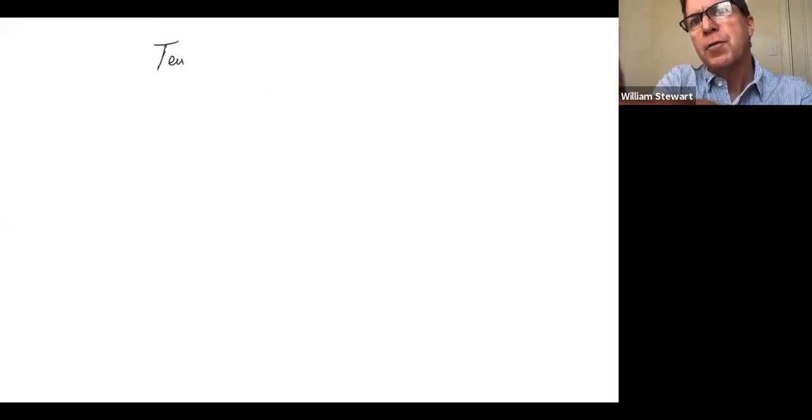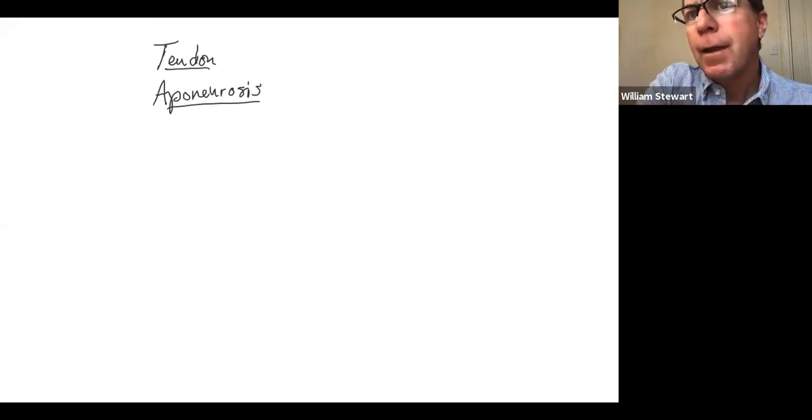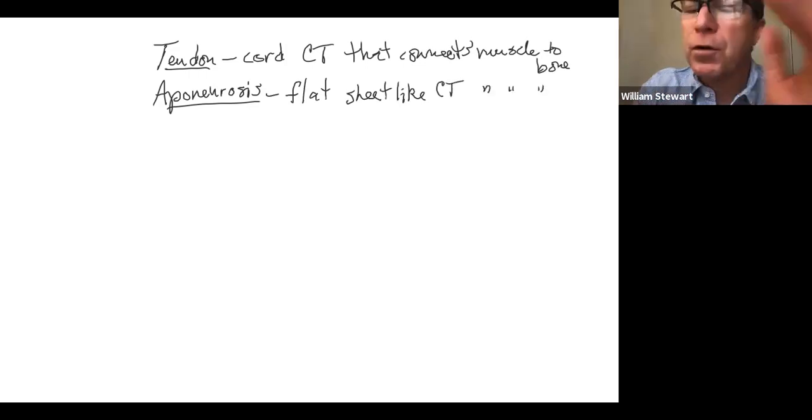I'm going to describe the difference between a tendon and an aponeurosis. A tendon is a connective tissue attachment that connects a muscle to bone. It's just a cord or rope-like piece of connective tissue. These are points of attachment. An aponeurosis is the same thing, just a flat, sheet-like connective tissue that also attaches muscle to bone or to another muscle.